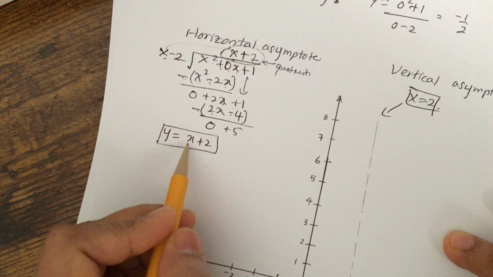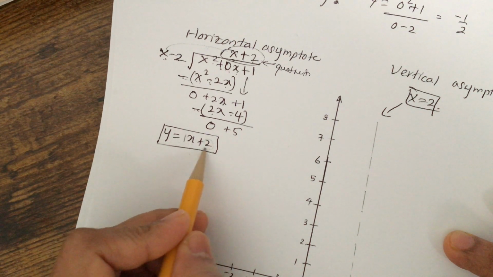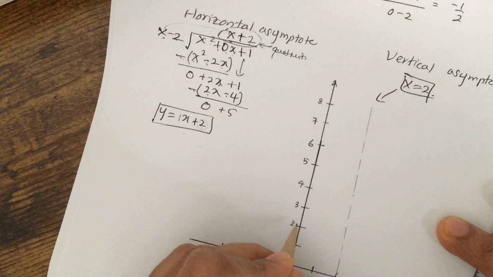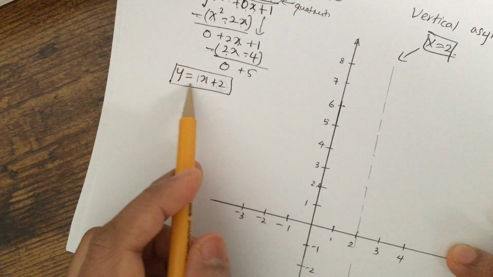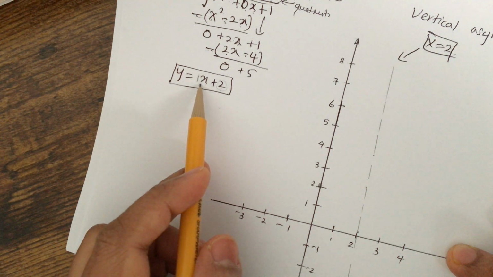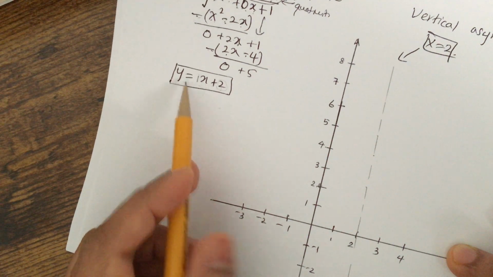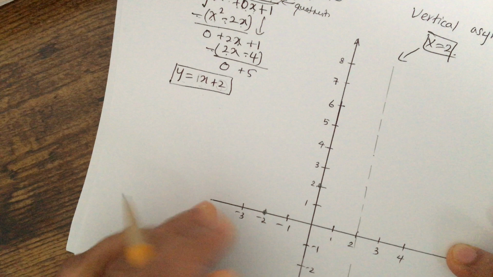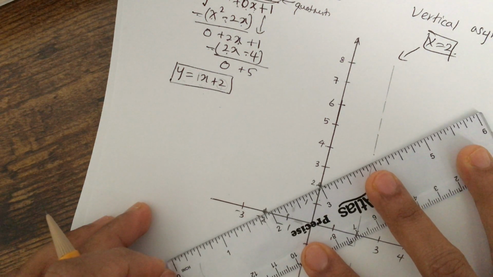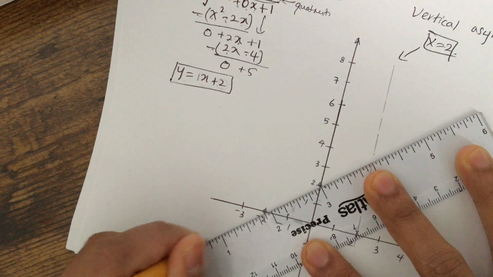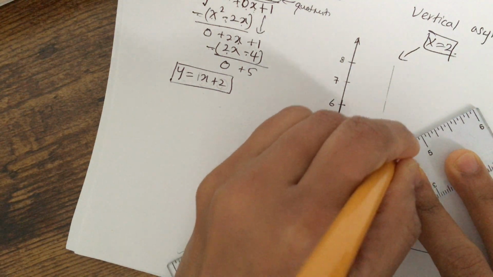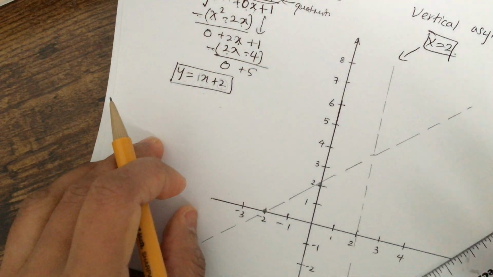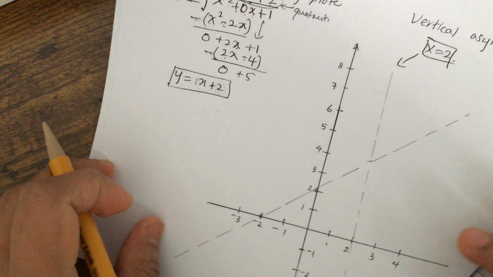So the slope of this linear function is 1, right? And my y-intercept is 2. So your graph goes to this point, right? And as you can see, the slope is 1. And what is the x-intercept here? At x equals negative 2, y equals 0, right? So then if you connect these 2 points, that's your asymptote. In this case, it is not horizontal, it is a slant, okay?